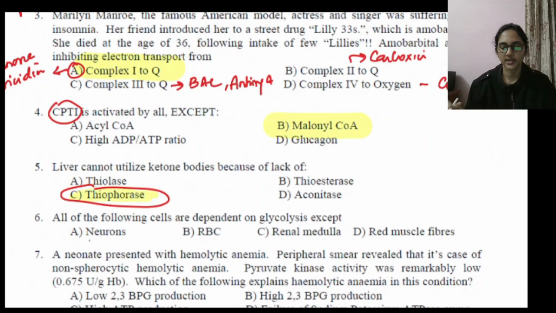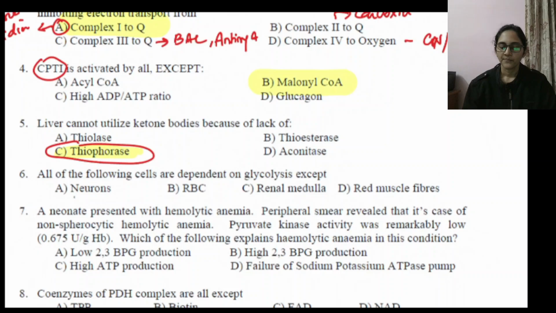Yes, it is thiophorase. So liver forms ketone bodies, but it cannot utilize ketone bodies. Yes, very good. Next, all of the following cells are dependent on glycolysis except neurons. It is dependent on glycolysis, right? And RBCs, of course, it doesn't have mitochondria, so it is very much dependent on glycolysis. Renal medulla, yes, it is dependent on glycolysis.